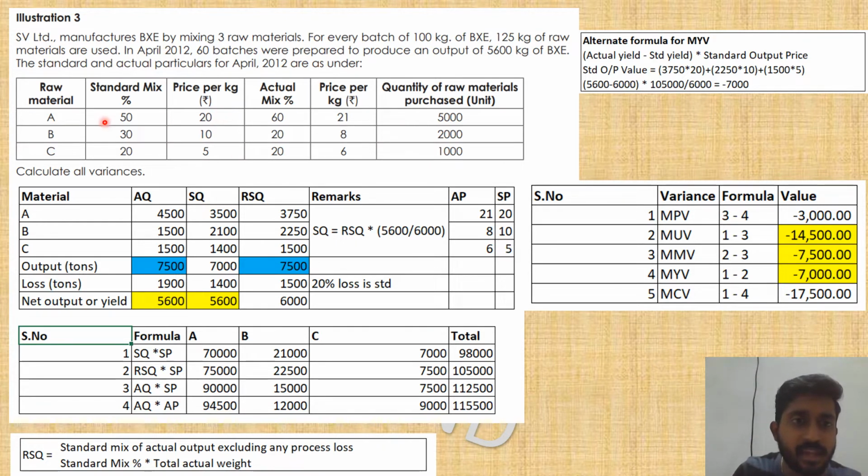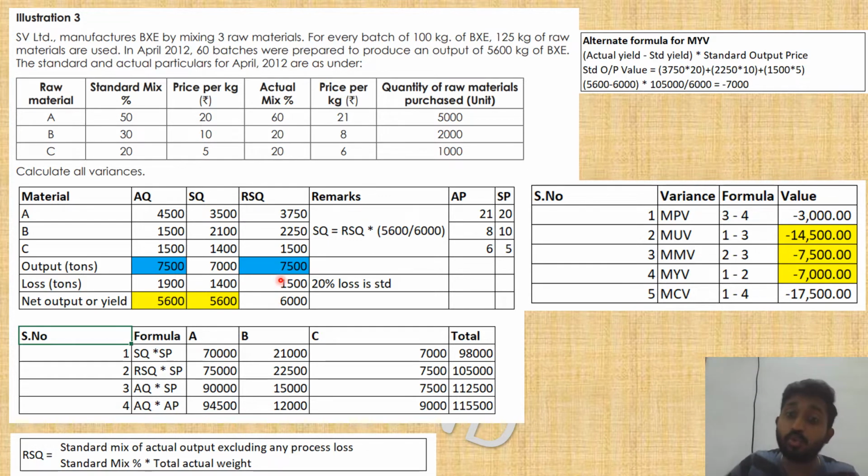Next comes the mix. So now we know 6,000 is the standard, revised standard. And also we know 20% is the loss. So how do we know the 20% is loss? Out of every batch, 100 kg will come out if we put 125 kg of inputs. 125 kg of inputs will give you 100 kg of output, which means 20% of the kg is lost, right? So 6,000 is the net output.